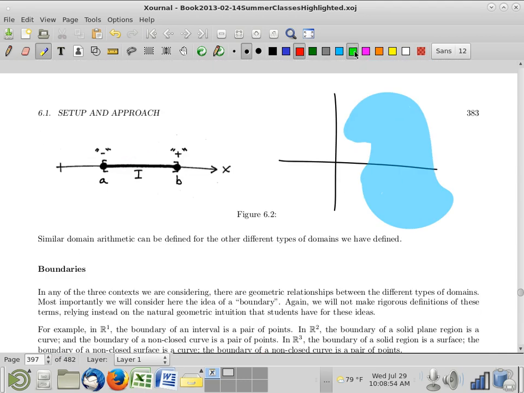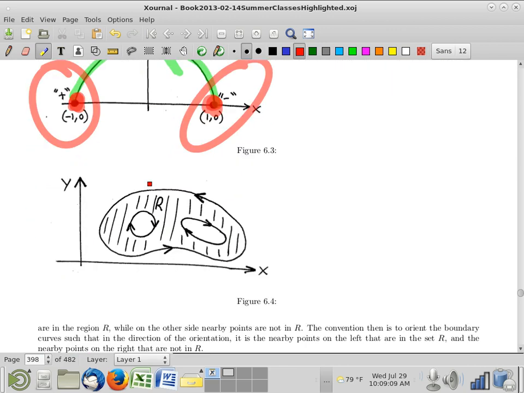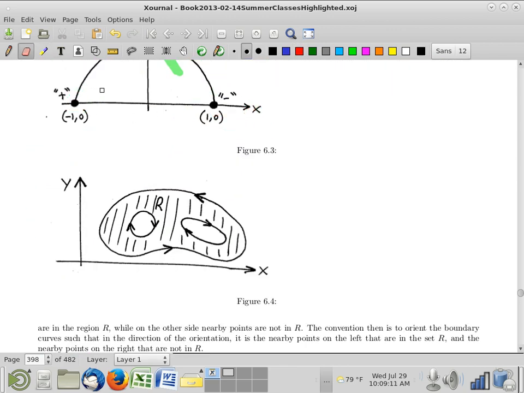Namely, you can view this interval as having a direction, and you can view the A as the starting point, negatively oriented, B as the ending point, positively oriented. So they're kind of consistent choices. Okay. Next question. Region. Two-dimensional region here.